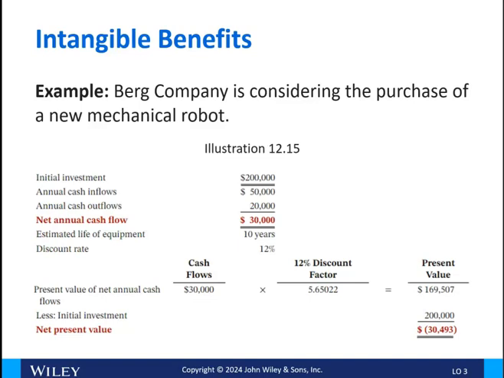So we have our initial investment, annual cash inflows, annual cash outflows. The net annual cash flow is $30,000, 10 years, 12% discount rate. We calculate the net present value like we just saw in the last section. We see it's a negative $30,493. So that is something we probably wouldn't accept at that 12% discount rate.